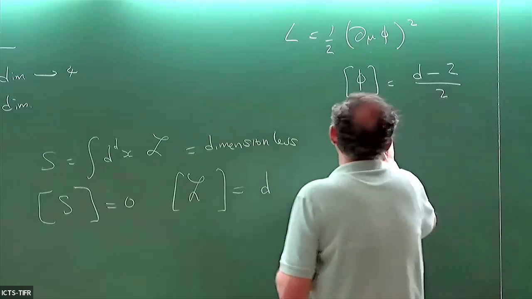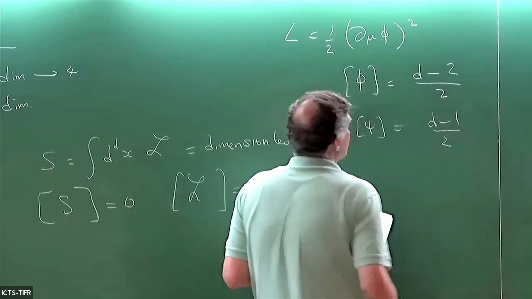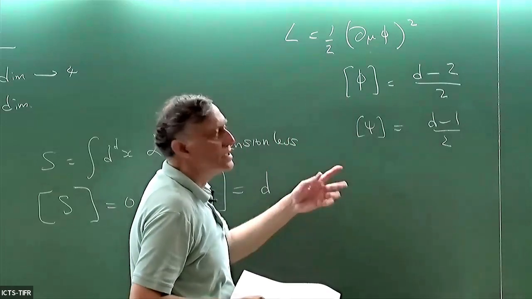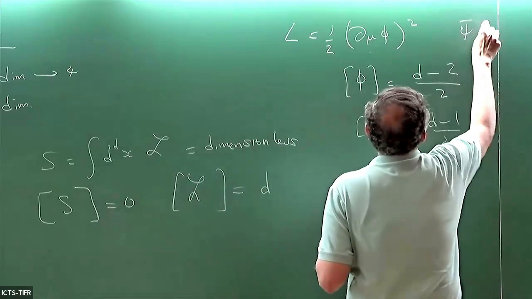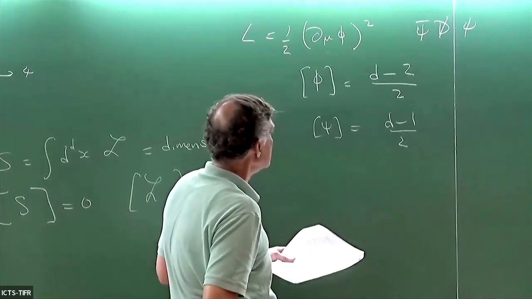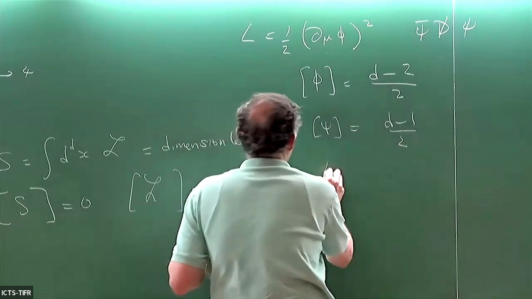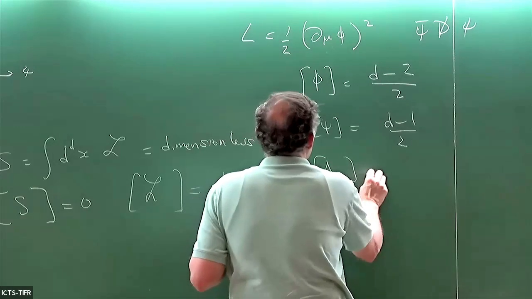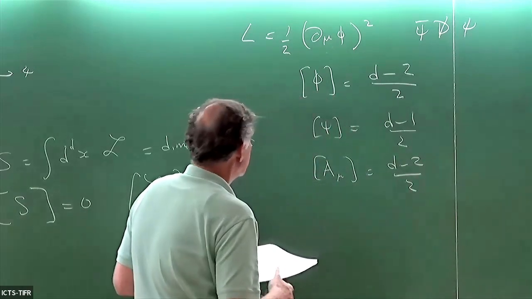For fermions, this is d minus 1 over 2 because the fermion Lagrangian, the Dirac action, has only 1 derivative in it. This is psi bar d slash psi. The gauge field, F mu nu, has a derivative, so it looks just like the bosonic case. So gauge fields have dimension d minus 2 over 2.